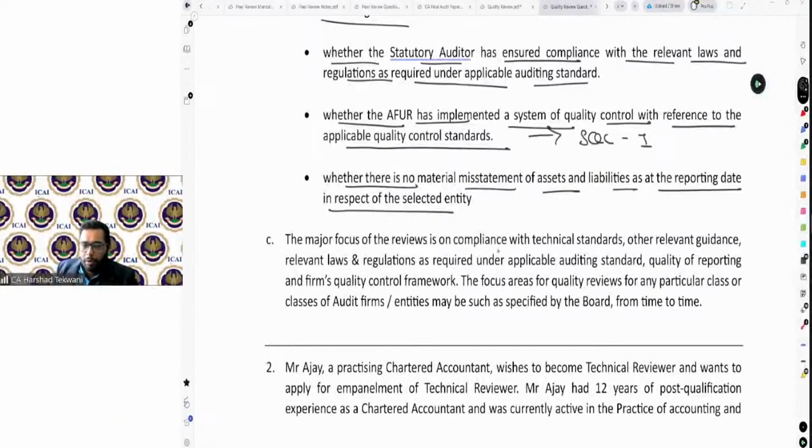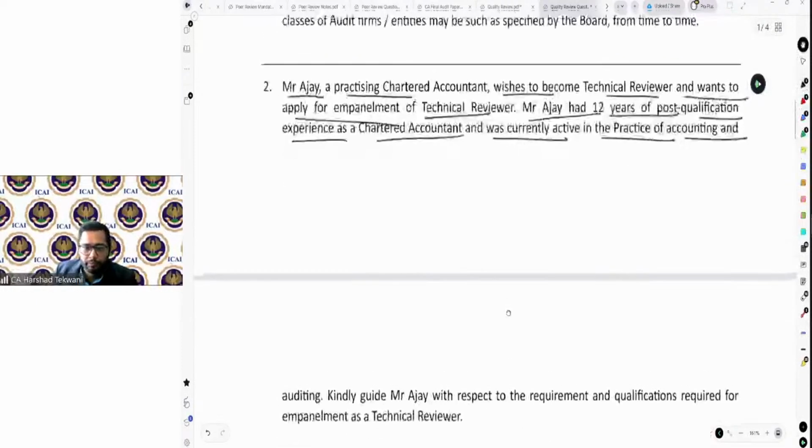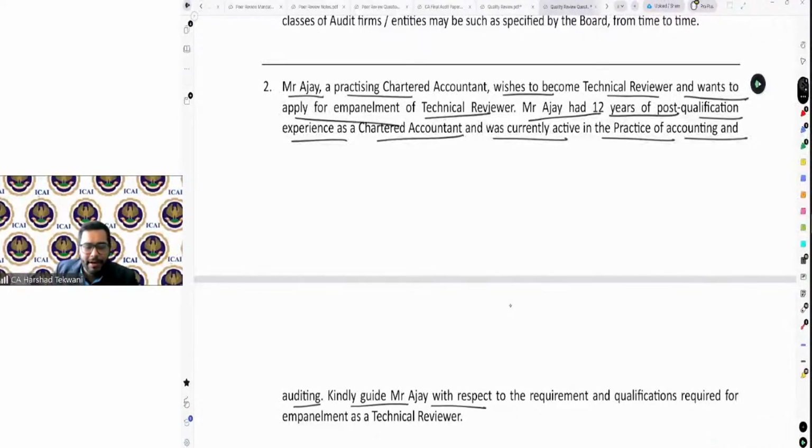Now, I'll come to the second question. Mr. Ajay, a practicing chartered accountant, wishes to become a technical reviewer and wants to apply for empanelment as a technical reviewer. Mr. Ajay has 12 years of post-qualification experience as a chartered accountant and is currently active in the practice of accounting and auditing. Kindly guide Mr. Ajay with respect to the requirements and qualifications required for empanelment as a technical reviewer.